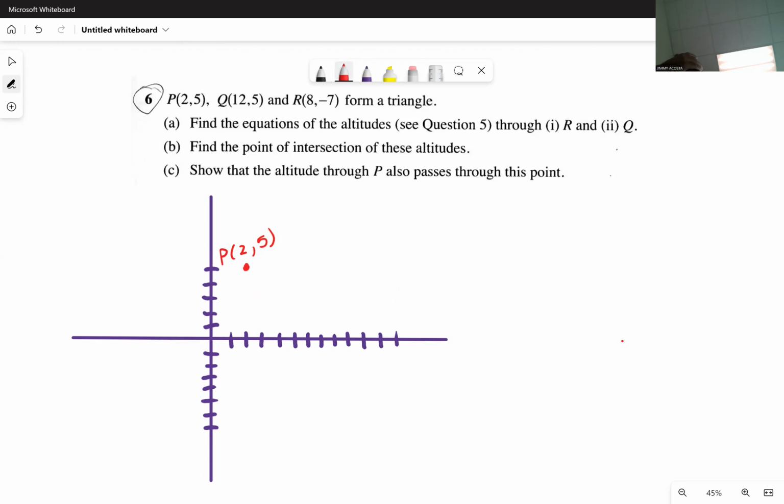And we have 12, 5. So that's going to be over here. That's going to be Q. And then you have 8, -7. 1, 2, 3, 4, 5, 6, 7, 8. I think it's there. Let me make sure I got this aligned. We have R.